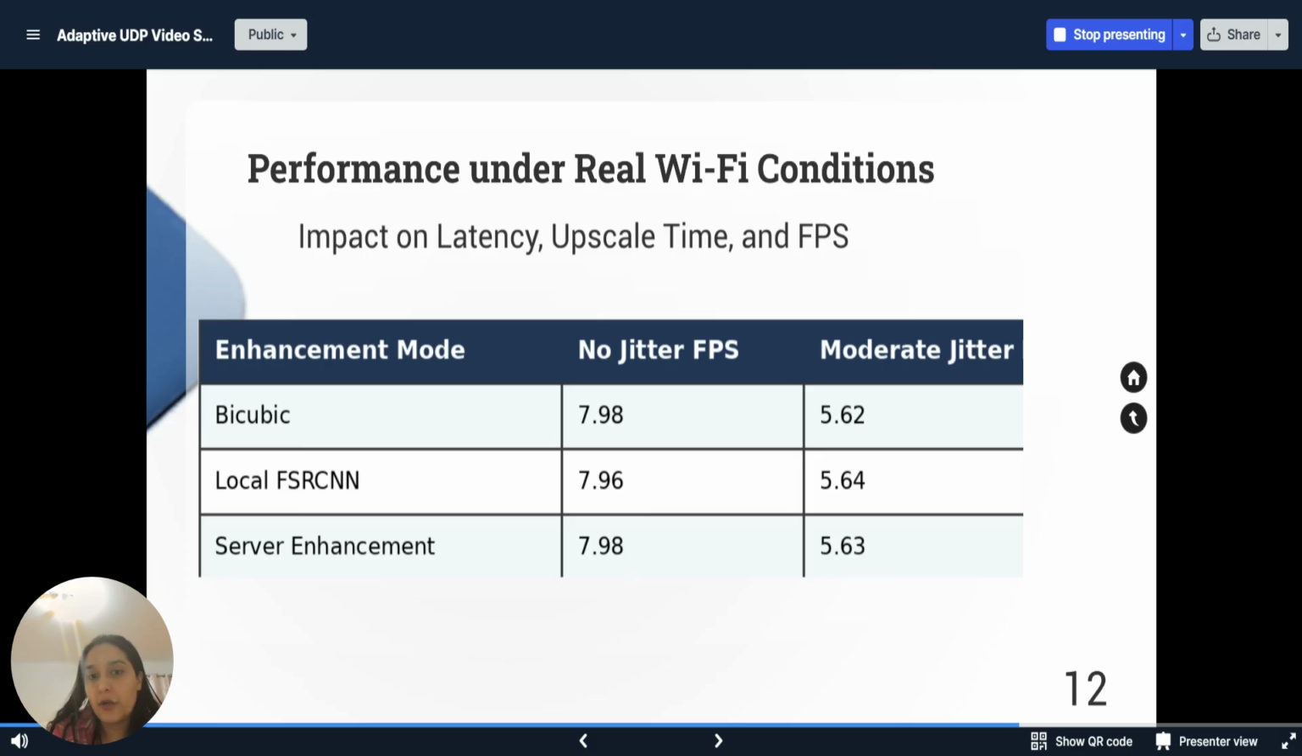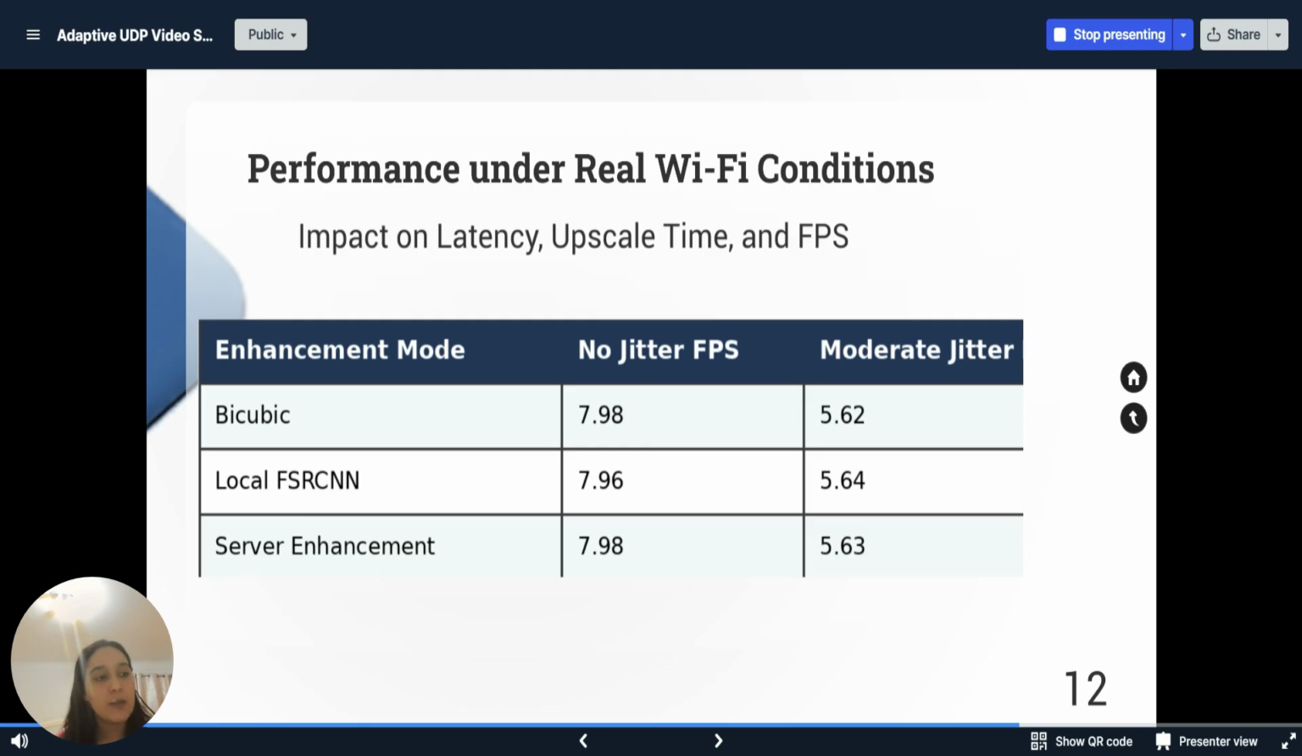In real network Wi-Fi, we had this in the lab, so it's only one hop. So we had the no jitter, which is just real network, real Wi-Fi, and then we had the moderate jitter, which is adding that latency again. We saw that almost all of them had an average of almost 8 frames per second in the no jitter and almost 5.6 in the moderate jitter.